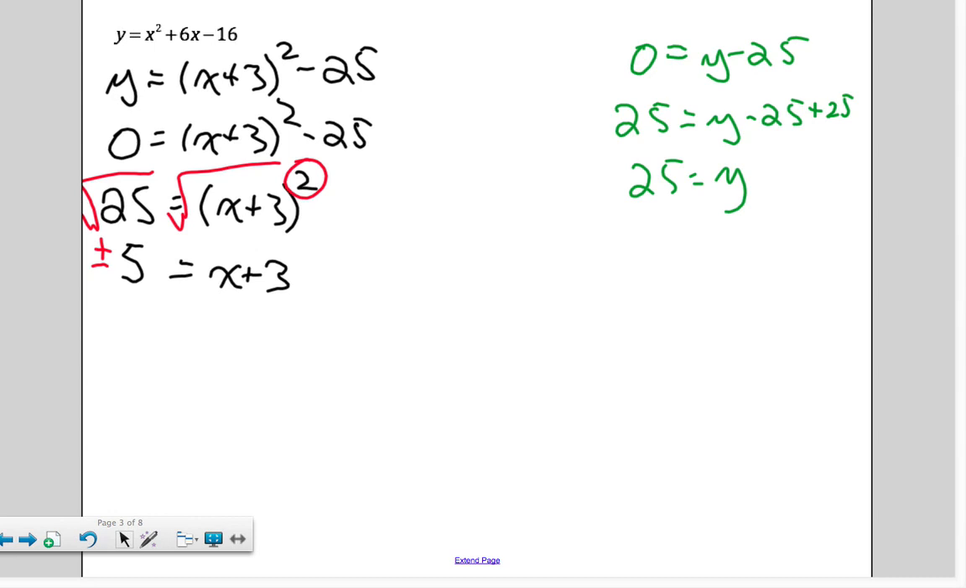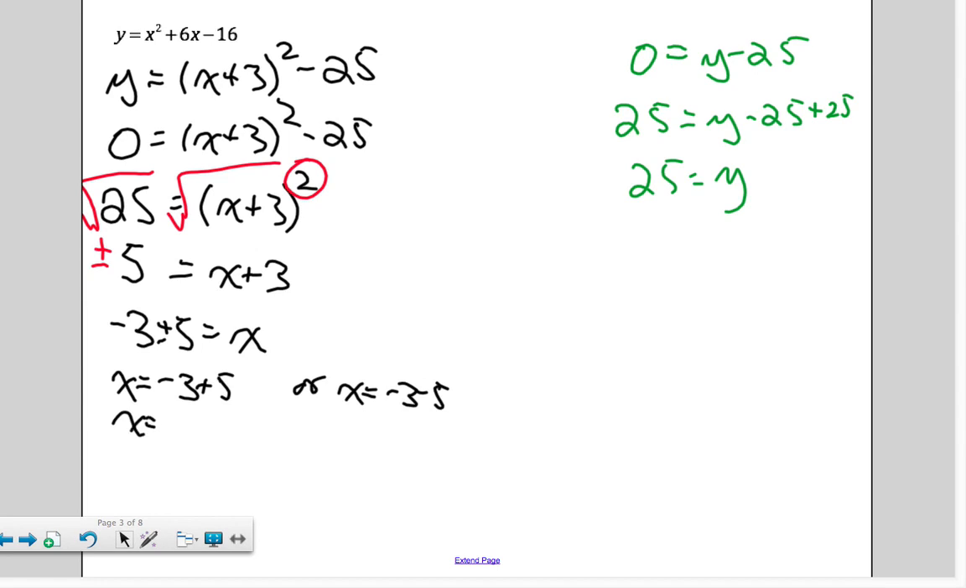So now that we have the answers plus or minus 5, how do I isolate for x? We subtract 3 from both sides. So now we have x is equal to negative 3 plus or minus 5. In other words, x is equal to minus 3 plus 5, or x is equal to minus 3 minus 5. So here x is 2, or x is minus 8.